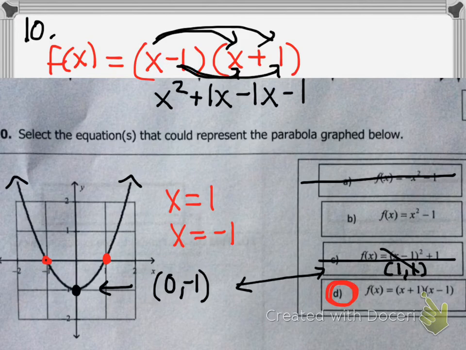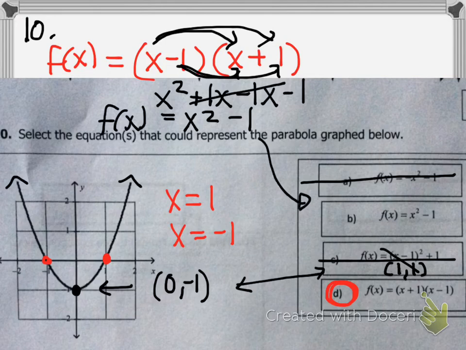If I combine like terms, I would have x squared. I have 1x minus 1x, those cancel out, and then minus 1. So the expanded form would be x squared minus 1, and in fact that matches part B. So part B and part D were our two equations that represented this parabola.